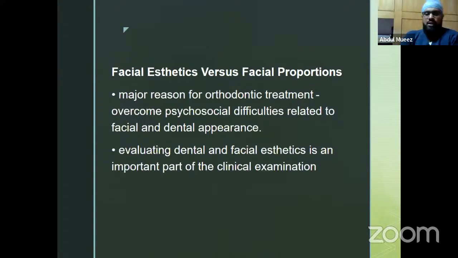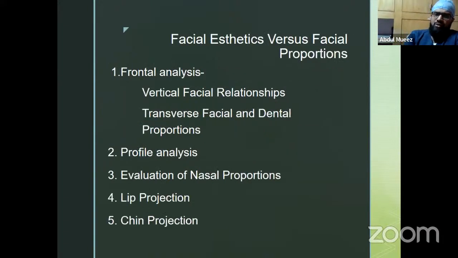In facial aesthetics, what you need to consider is the vertical facial height and transverse facial height, and their proportions. Along with that, you have to do the profile analysis: whether they have a straight, concave or convex profile, class 1, class 2 or class 3. Then the nasal proportions: whether the patient has a pointed, sharp nose, or a blunted nose.